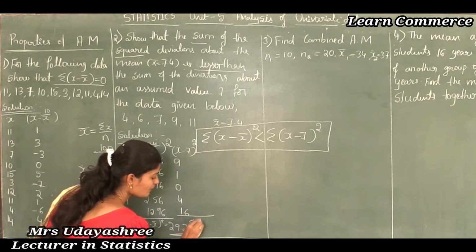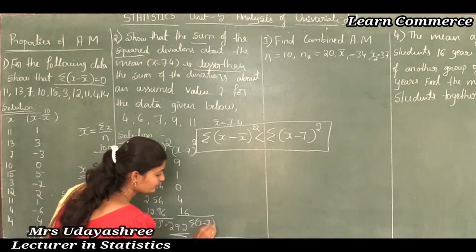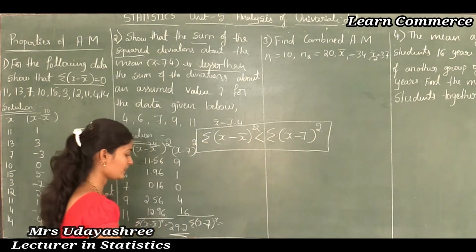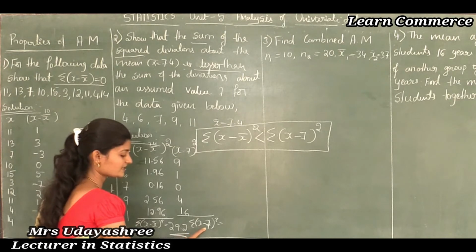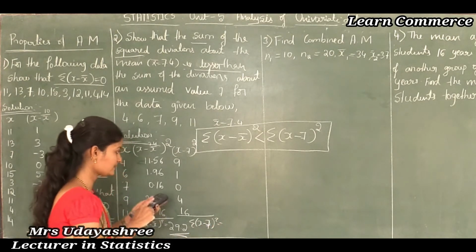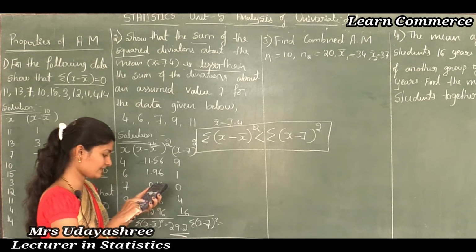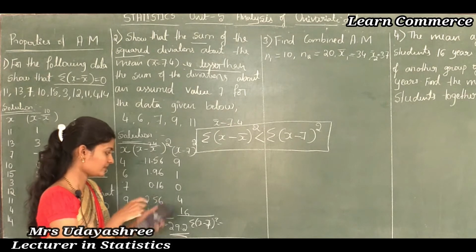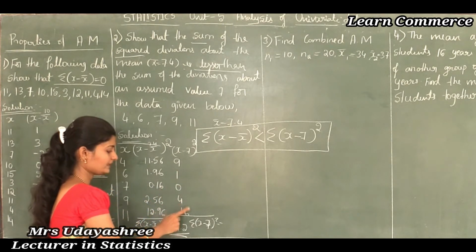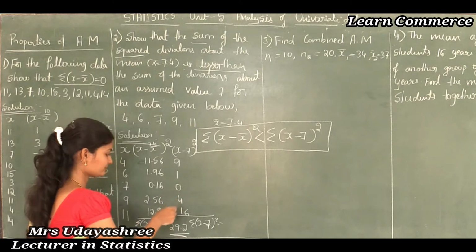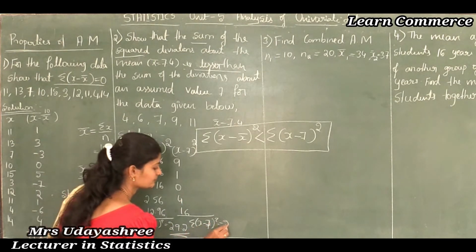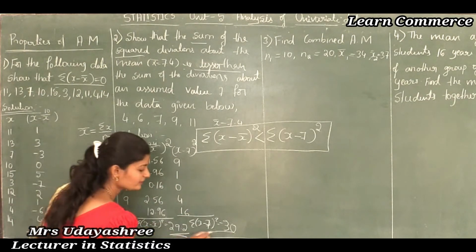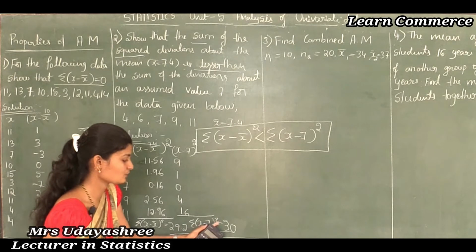So we need the sum of (x minus 7) to the power 2. The summation of (x minus 7) squared is 9 plus 1 is 10, plus 4 is 14, plus 16 is 30. So here we got the sum of (x minus 7) squared as 30.